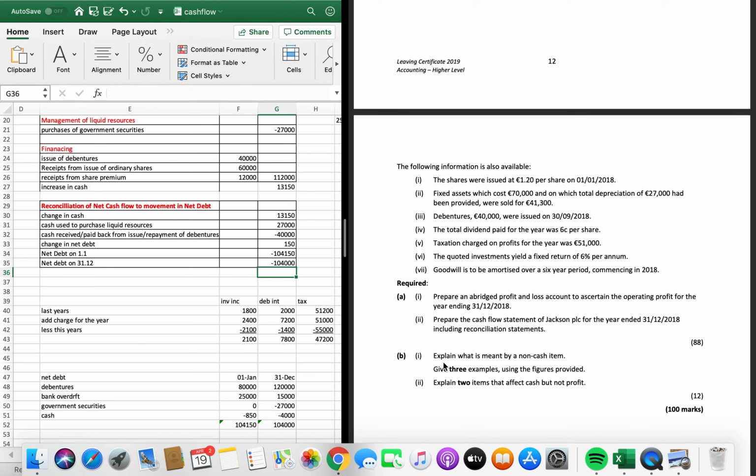Explain two items that affect cash but not profits. Well, a loan received increases your cash but doesn't affect your profit. An investment purchased reduces your cash but doesn't affect your profit. Purchase of a building reduces your cash but doesn't affect your profit. So anything that's based around assets or liabilities changes cash but doesn't affect profit. So hopefully they're of some use to you.